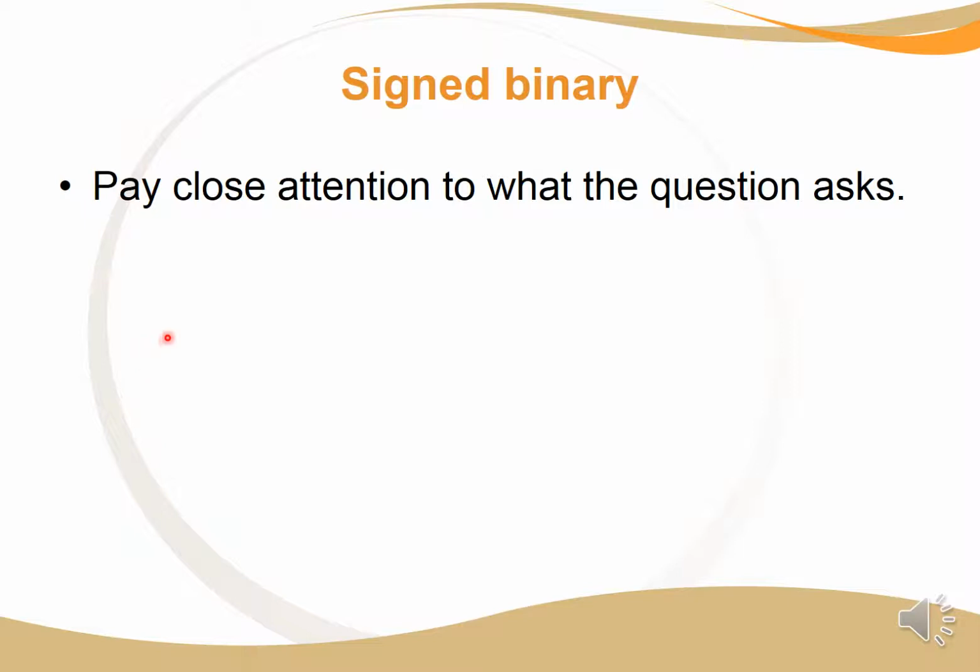So pay close attention to what the question says. If the question says the binary number is in 2's complement, then convert it from 2's complement. If it's 1's complement, convert it from 1's complement. And if it's signed magnitude, convert it from signed magnitude. It's very important to read the question and answer what the question asks.